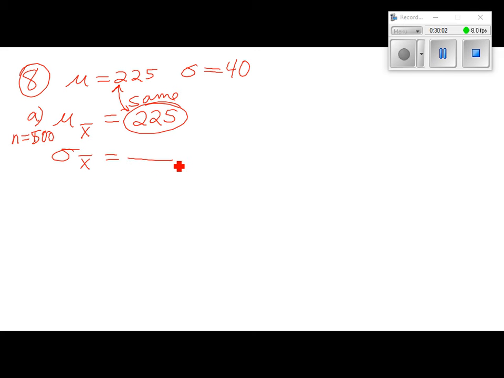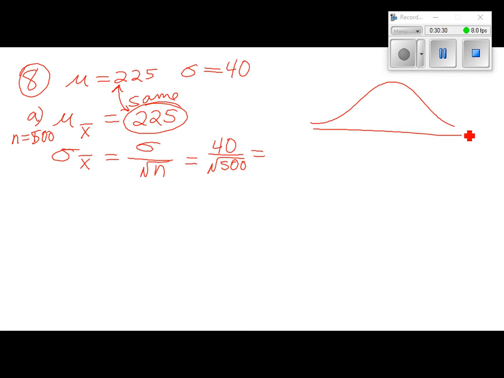Anybody remember the formula? There's actually a formula to find the standard error. Standard deviation divided by the square root of n. So this standard error goes by how much of a sample we have, how big of a sample we're taking. So in this case, what's going to go on top? 40. What goes on bottom? Square root of 500. Somebody figure that out and I'll explain to you again what we're doing. This is 1.788. So 1.79 maybe, somewhere around there.